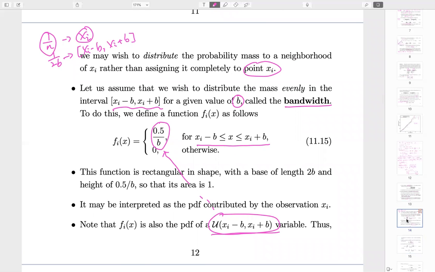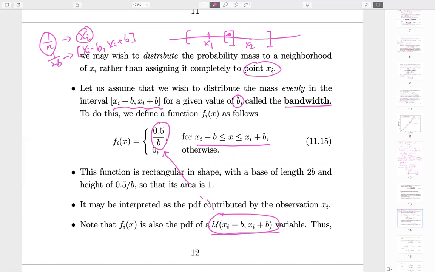So each point may contribute to an interval, and intervals may not exactly coincide, but may have overlapping areas, right? So let's say here is my f1, x1. So here is my interval. Okay, here's my x2. Okay, it has some overlapping areas. That is the reason why we need to sum up, because for any point, so let's say I have a point down here, I want to know the density for this point.